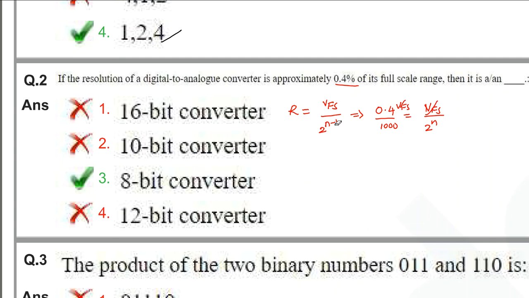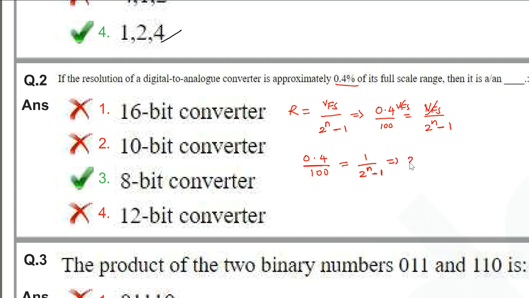Let me correct here. It's not 2 power n, it is 2 power n minus 1. Okay, observe the difference here: 2 power n minus 1. So from this, what you get is 0.4 divided by, let me correct here, it's not 1,000, it's 100, is equal to 1 divided by 2 power n minus 1.